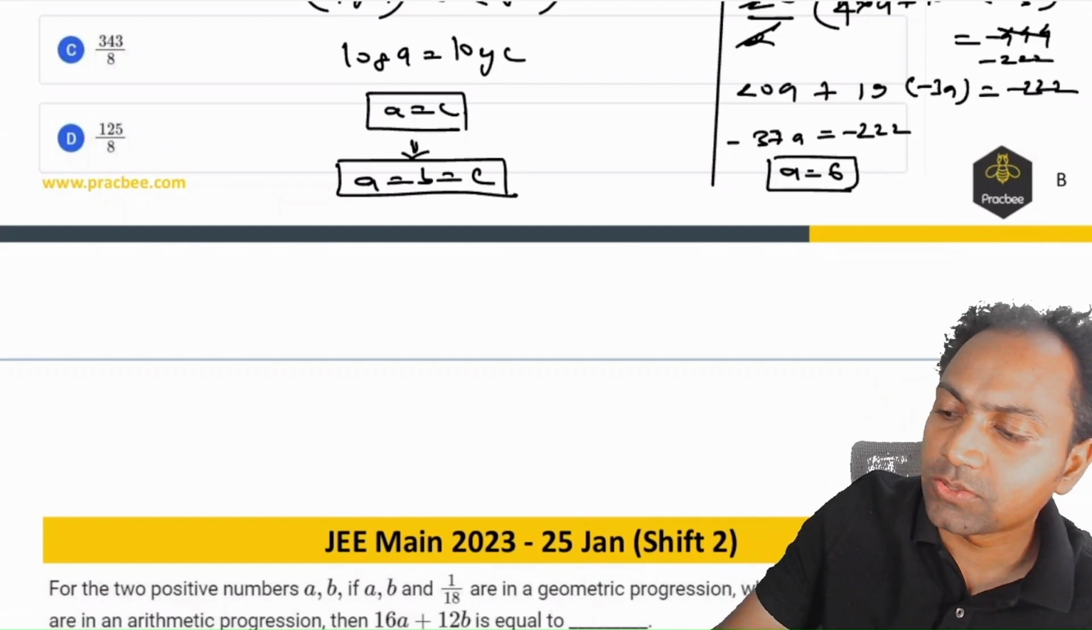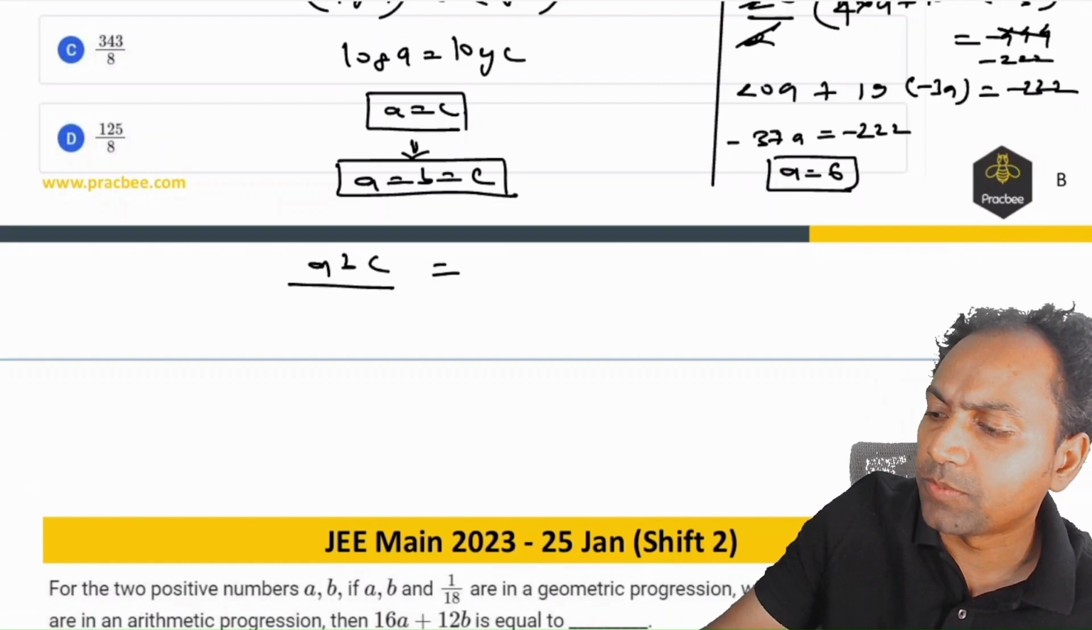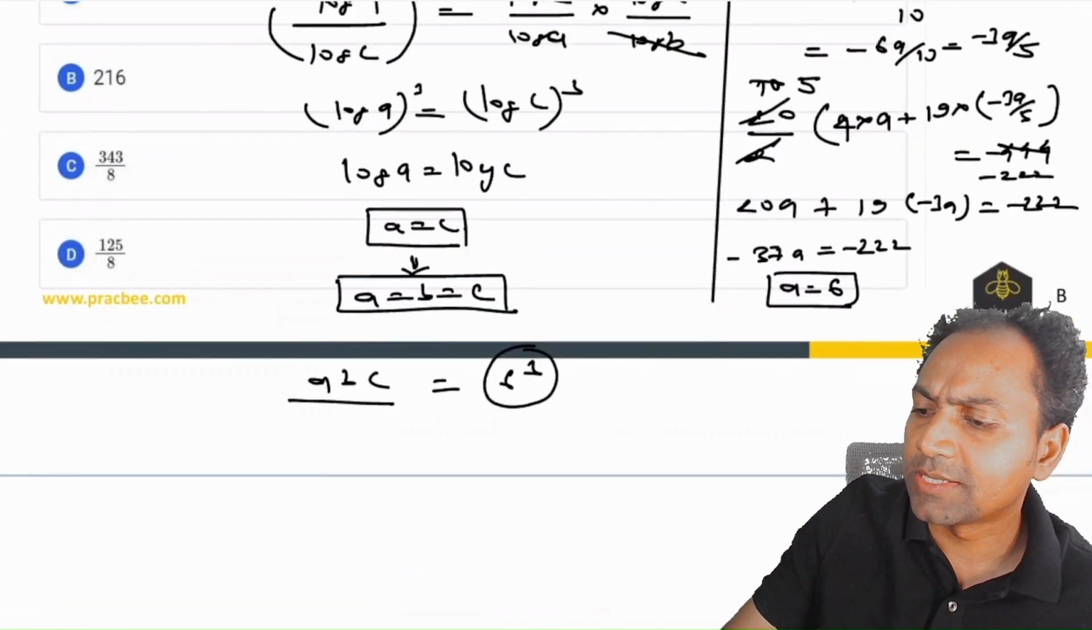Now what they are asking is, what is the value of ABC? That would be nothing but 6 cube. And 6 cube is nothing but 216.